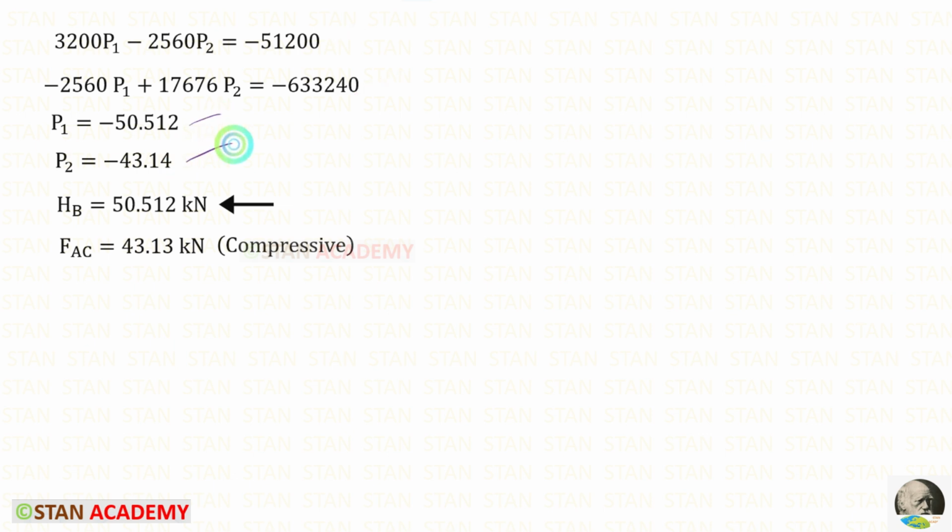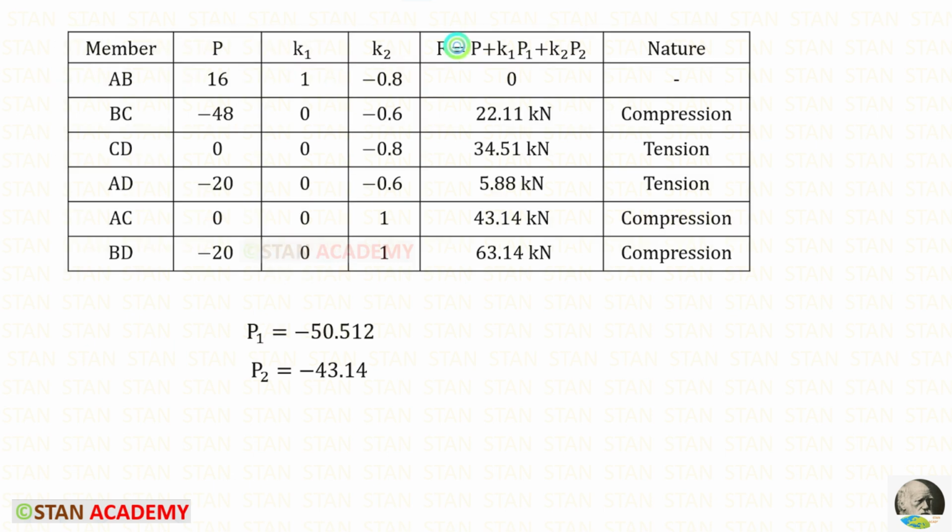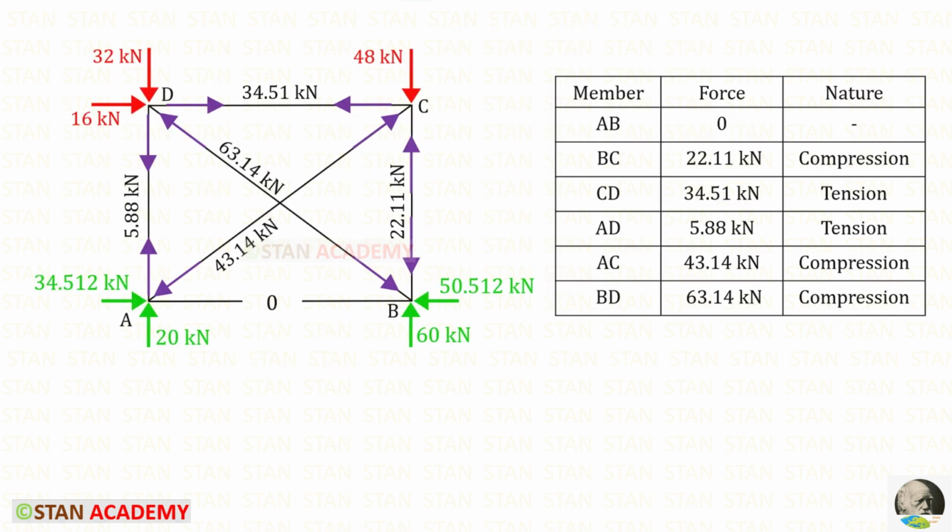For both of them, we have got negative values. That means the assumed directions are incorrect. HB is actually acting towards the left side and FAC is actually compressive. Now using this formula, we can find all of the member forces. Here in the truss, I have entered all of the member forces.